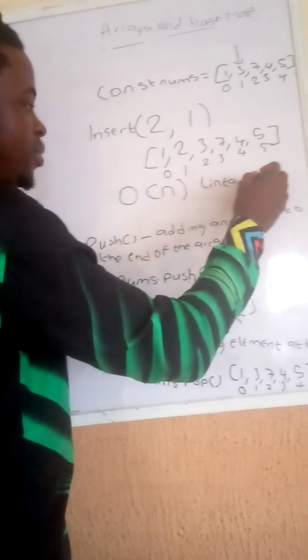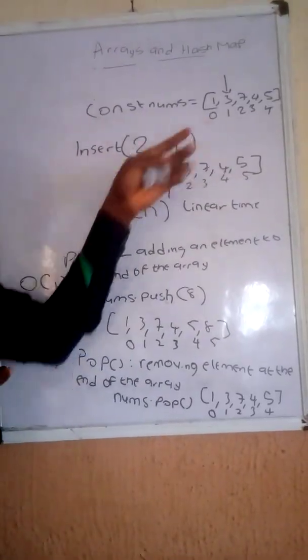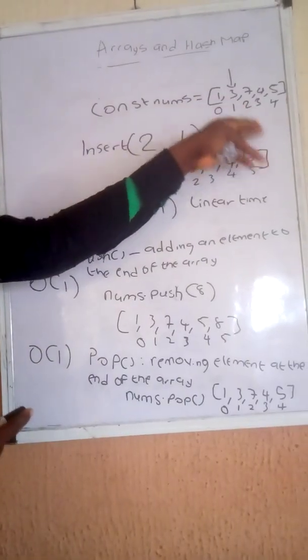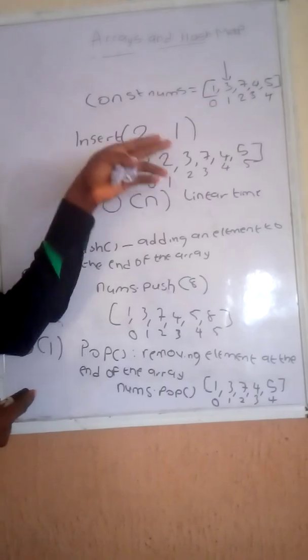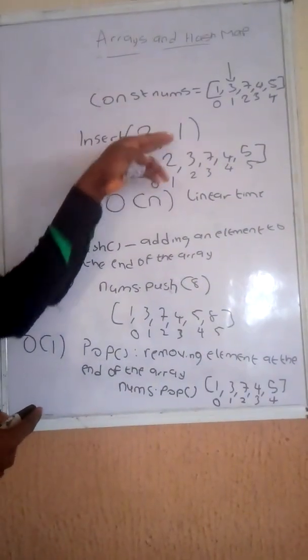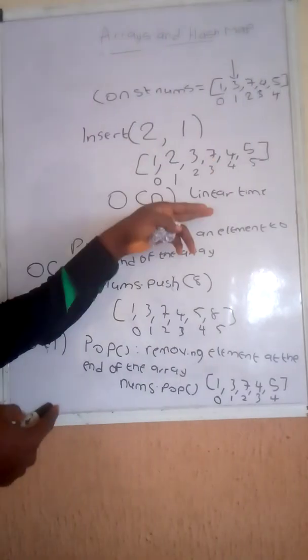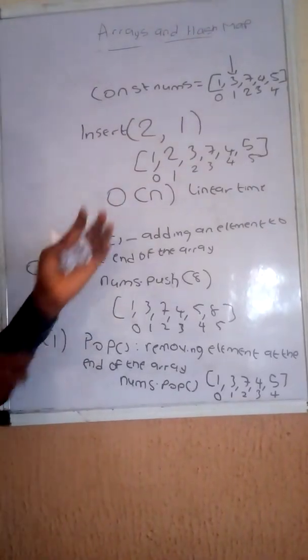So if you look carefully, you see that we shifted indices. We have to touch every element in this array and shift the indices of every element. We insert 2, we shift 3, we shift 7, we shift 4, we shift 5. So that is for insert.